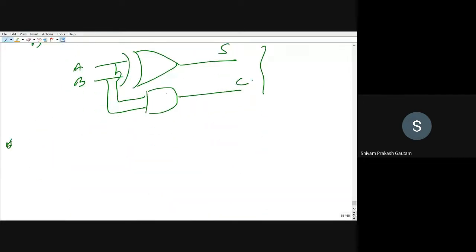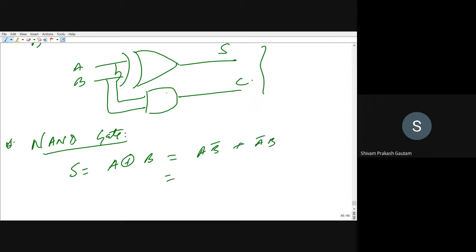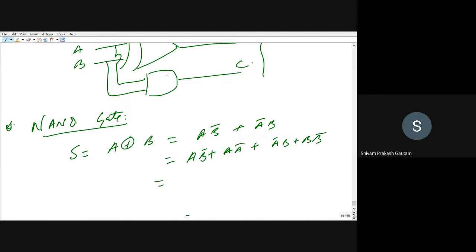First I will be using NAND gate. I will be implementing sum and carry using universal gate, first with NAND gate, then with NOR gate. So what is the expression for sum? This A XOR B, or A B bar plus A bar B. What can I do? I can add A A bar, and B B bar. I have added these extra because A A bar is nothing but 0, and similarly B B bar will also be 0. I can take A common, so this will be A (A bar plus B bar) from these two terms, plus B common, so B (A bar plus B bar).